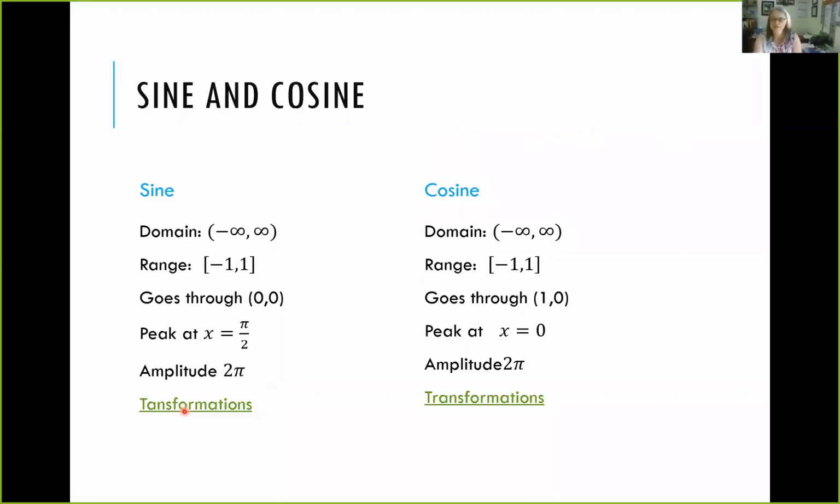Okay, so here's the comparison. The only thing I don't have on here is that sine is an odd function and cosine's an even function. I want to take a look at some transformations of sine and cosine. So let's start with sine.